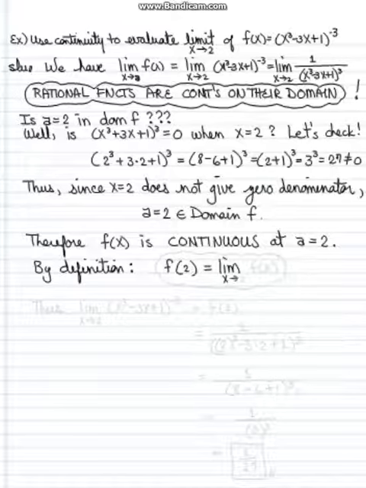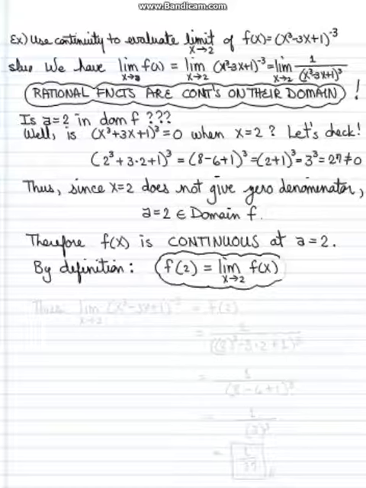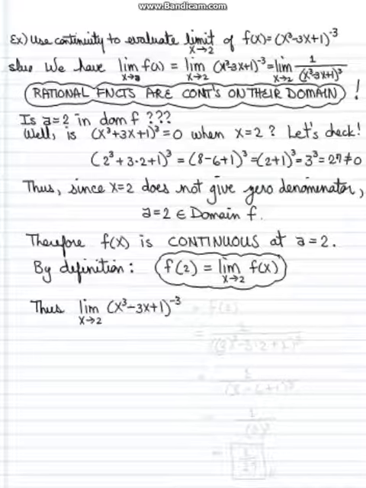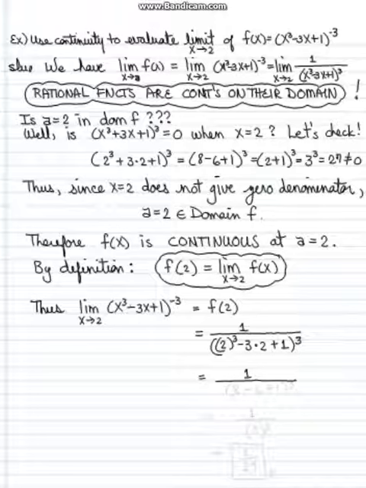So let's answer the question. Let's use continuity to evaluate this function. Thus, the limit as x approaches 2 of (x cubed minus 3x plus 1) to the negative 3 power is f of 2. Okay, well, what is f of 2? It's just 1 over 2 cubed minus 3 times 2 plus 1, cubed, which is 1 over 8 minus 6 plus 1, cubed, which is 1 over 3 cubed, which is 1 over 27. So we used the definition of continuity to take a shortcut in evaluating the limit of this function.